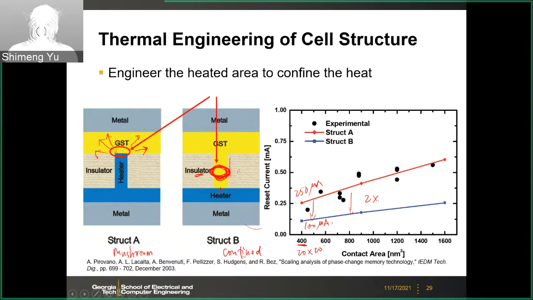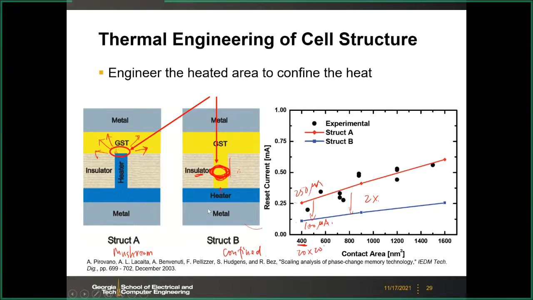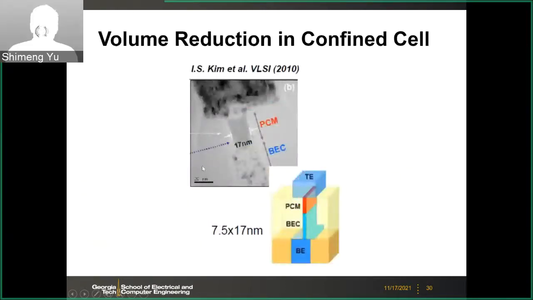Okay, the confined cell will be a little bit more complex in the fabrication. You have to fill this small dimension with the GST. So here are some examples. This, I believe, is from Samsung. It demonstrated a very small confined volume for the phase change. So here, in this case, the phase change is in this red volume.